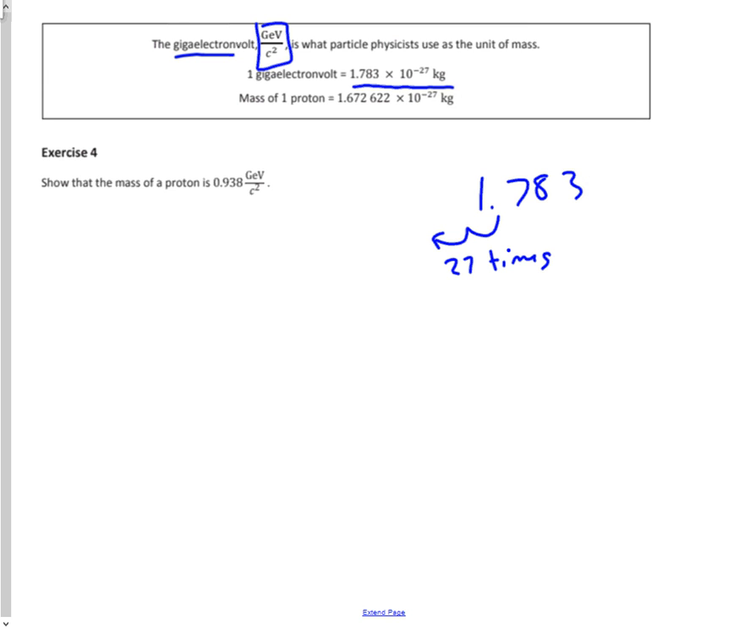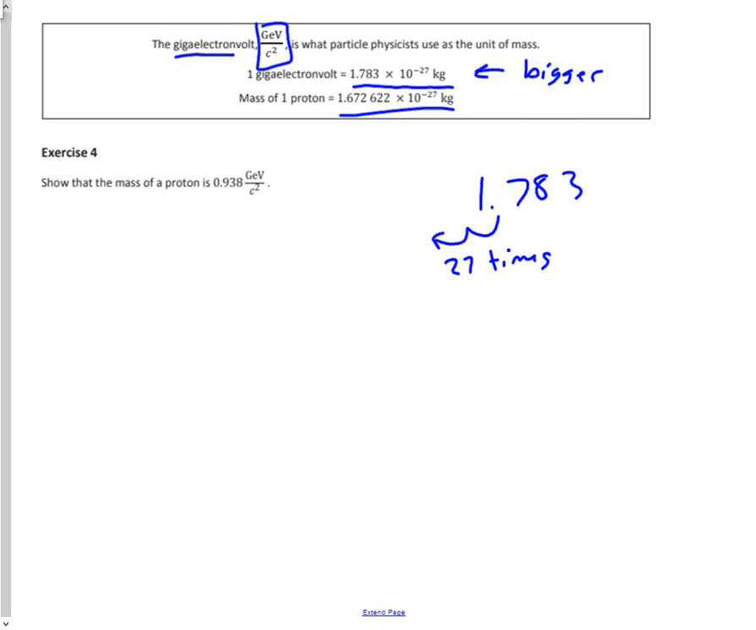The mass of one proton is 1.672622 times 10 to the negative 27th power. So for example 1, if you look at those two, which one is bigger? 1.7 is actually bigger than 1.6, and they have the same power of 10, so the giga electron volt is bigger.